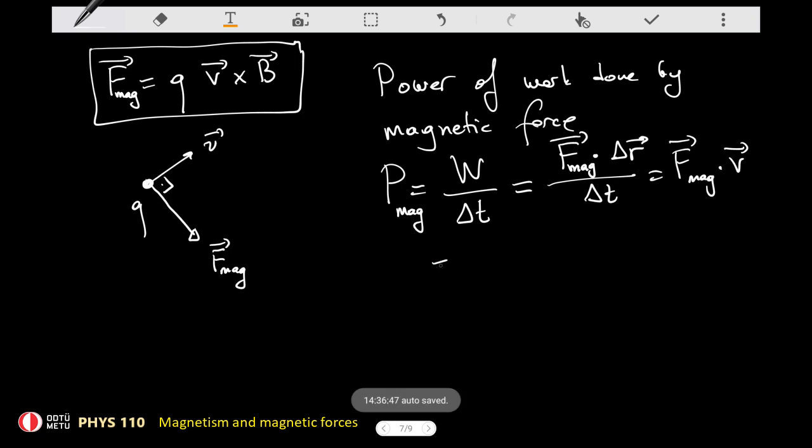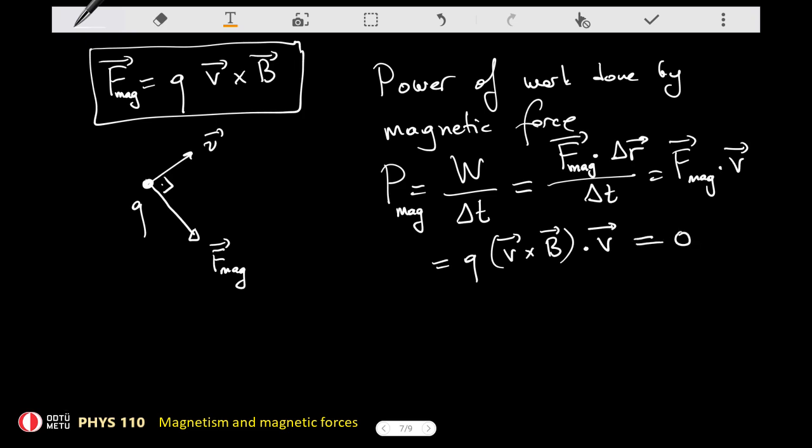So in this special case, since force is the cross product of the velocity with something, and the dot product of this thing with velocity is equal to 0, because the dot product of two perpendicular vectors is always equal to 0, therefore, we have a very interesting conclusion in here. Magnetic forces do not do work.